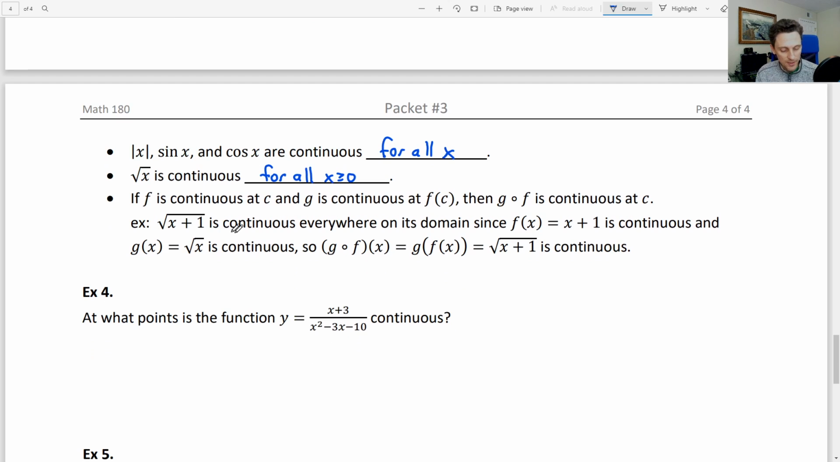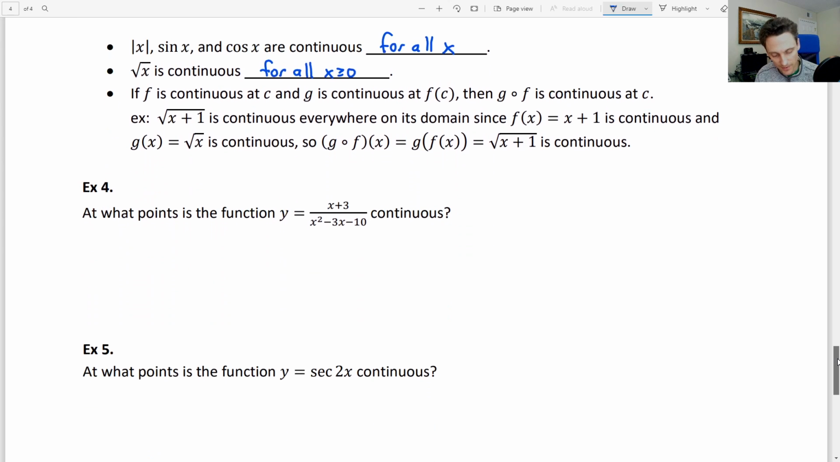So here's an example. Here the square root of x plus 1 is continuous everywhere in its domain, because if you look at the inner function, the x plus 1, and call that f of x, that's continuous everywhere. And g of x, which would be then the outer function, which is represented as the square root of x, is going to be continuous everywhere on its domain, which would be x greater than or equal to 0. So then if you compose these two, g compose f of x, which means g of f of x, this square root of x plus 1 will be continuous everywhere in its domain. So the composition of two continuous functions will be continuous on its domain.